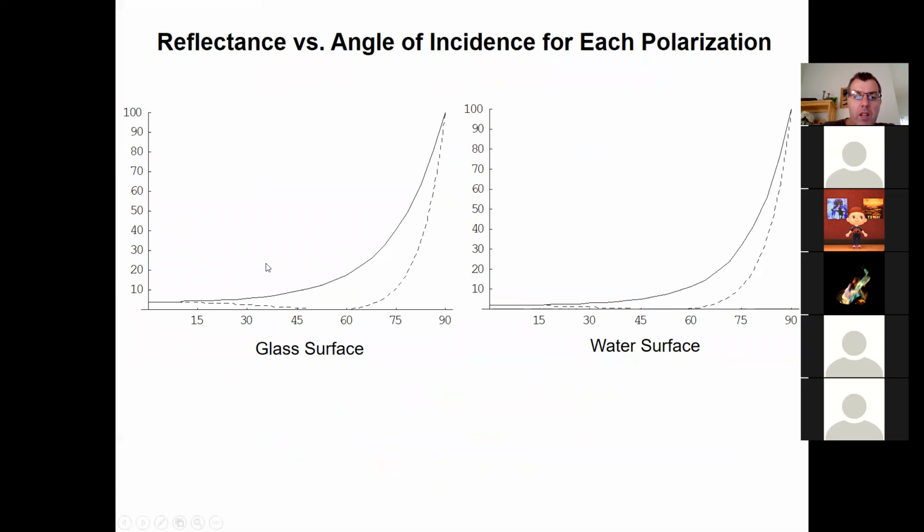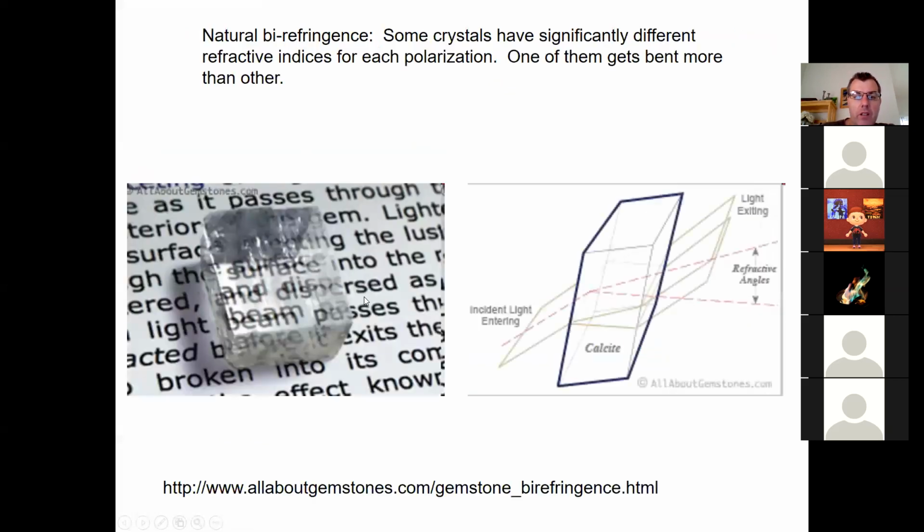Here is a plot of reflectance versus angle of incidence for each polarization off of glass and water surfaces. This is, by the way, why you see in all of those plots in the thin film software that the reflectance versus angle for TE angles up. You get a minimum at 0, at least in some cases, depending on how you design the film. But for TM light, you get a maximum at 0 angle.